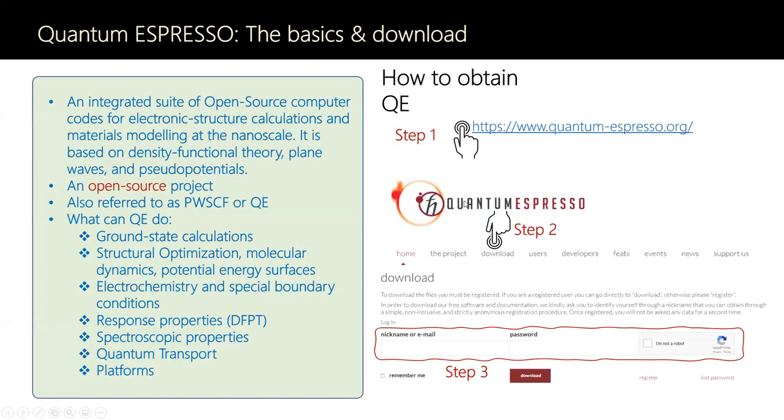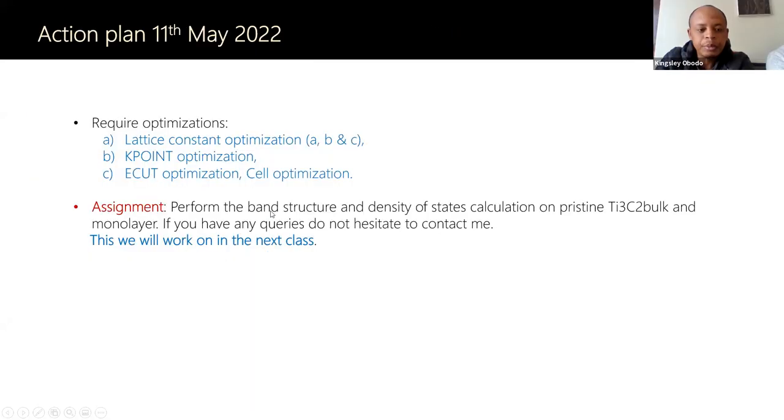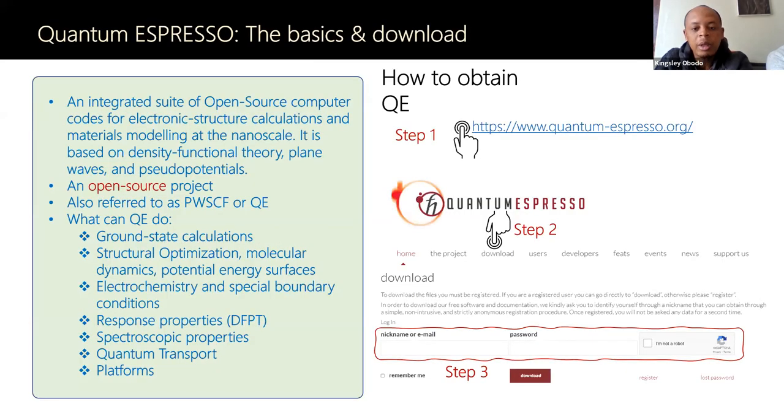We'll be giving you some assignment, which would entail performing the band structure and the density of states calculation on pristine TiO2, the bulk system, as well as the monolayer. If you have any queries, do not hesitate to contact me or Cecil. This will entail some of the things we'll work on in the next class. So I'll hand over now to Cecil to show you guys this.